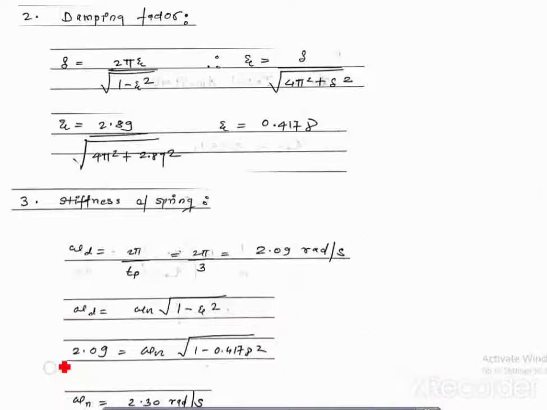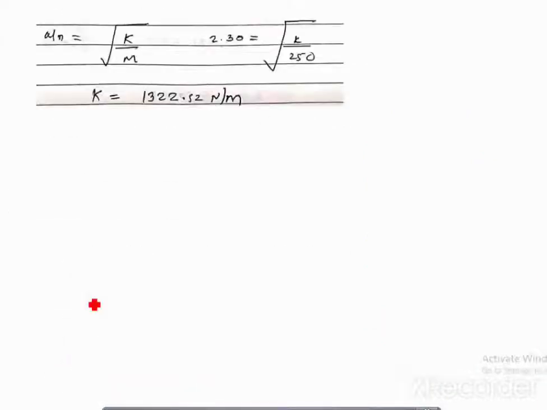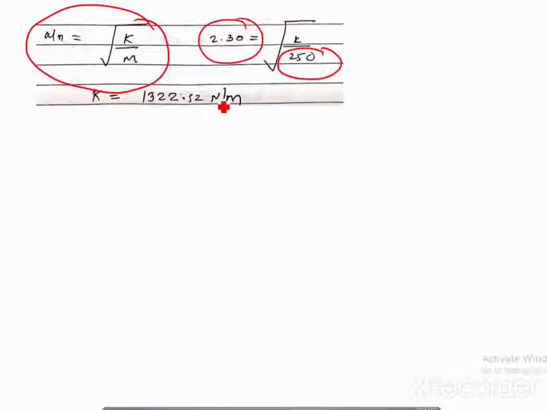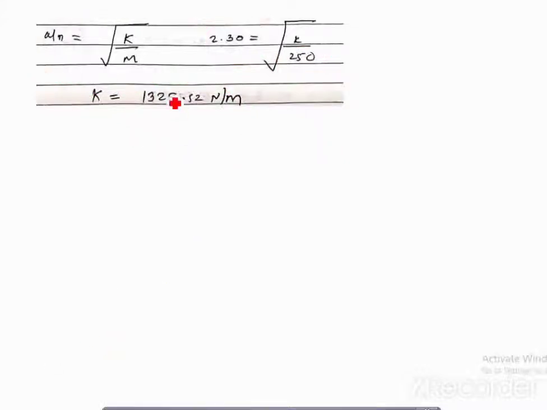Next, you know that omega n is the square root of k upon m. This is a standard formula which we have derived. So with omega n in radian per second and mass 250 kg, I am getting k in Newton per meter. You can easily solve this: 1322.52 Newton per meter. Now once you have got k, what have they asked?